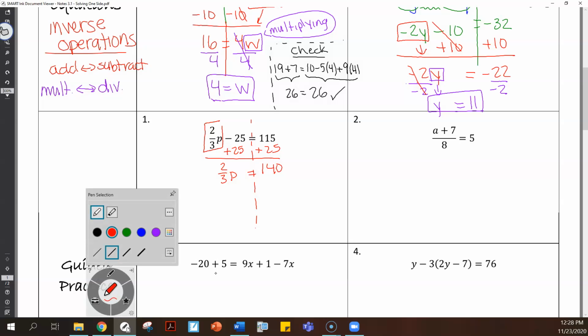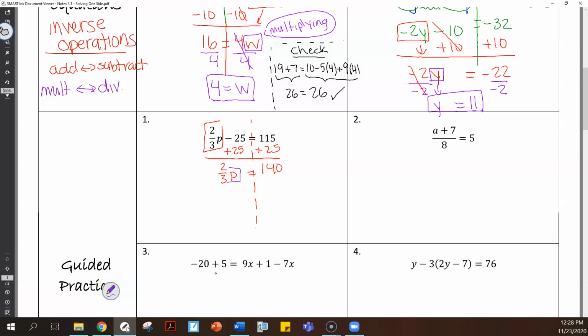And then I need to get my variable by itself. My variable is P. And right now this says 2/3 times P. Remember, anything directly next to each other means multiplying. So 2/3 times P. I need to undo that multiplying by dividing. Again, I'm going to divide by whatever it is I want to get rid of. Just like I did here with 4W, just like I did here with negative 2y, I'm going to get rid of 2/3 by dividing by 2/3.